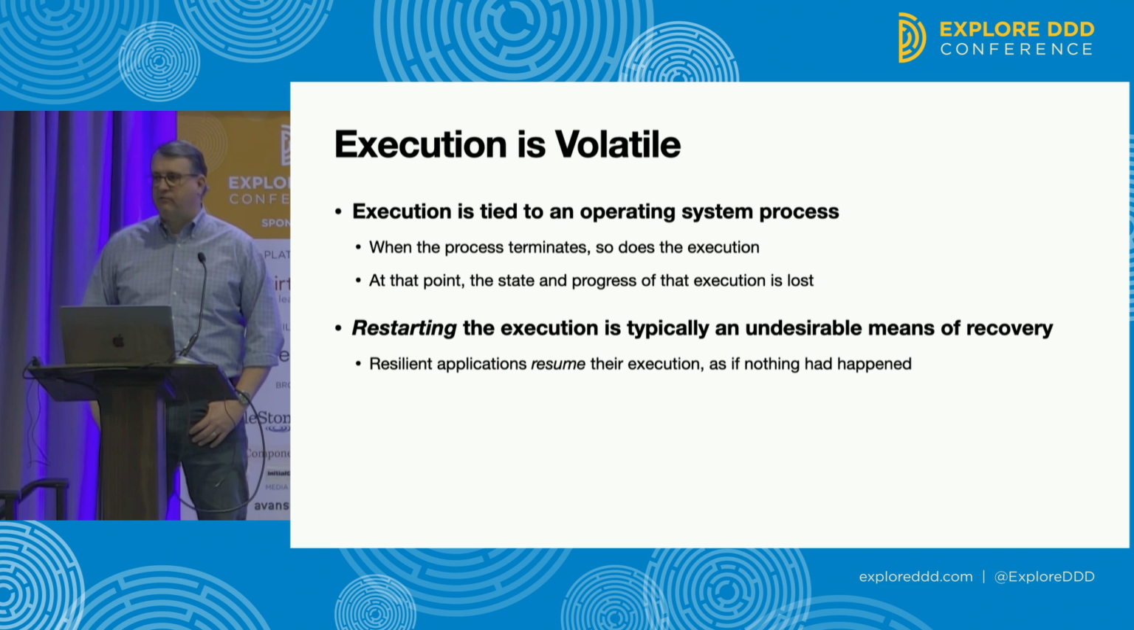The problem that we have, though, is that execution is volatile. The execution is tied to a process in an operating system, which is itself running on a piece of hardware. So if the process where execution is running terminates, then the execution also terminates. And unless you've done something to maintain the state and progress of your application, that is lost. So if you write a program to count from 1 to 10 and the execution terminates as you get to 5, and then you restart it, what's the next number that's going to come out? 1. It's not going to start at 6 and go on to 10. It's going to start over at 1 because you've lost the state. You've lost the progress. You've lost the program counter that knew where everything was.